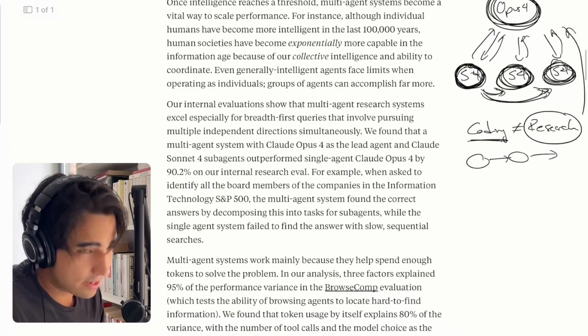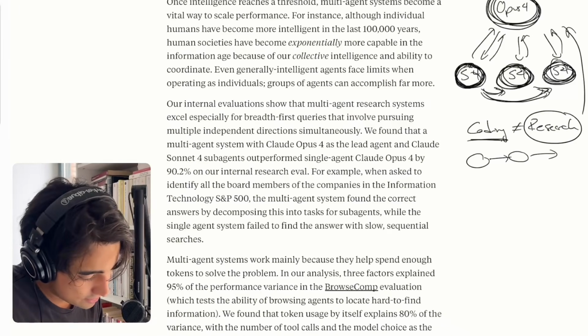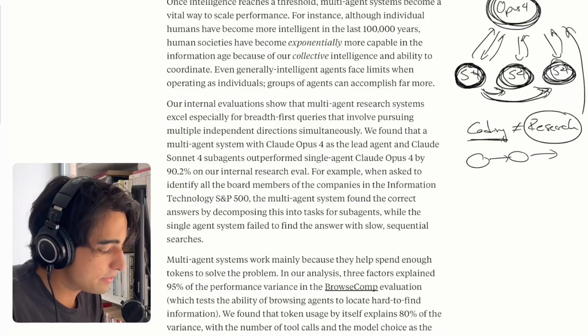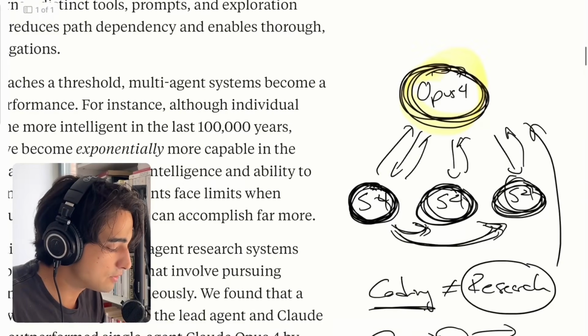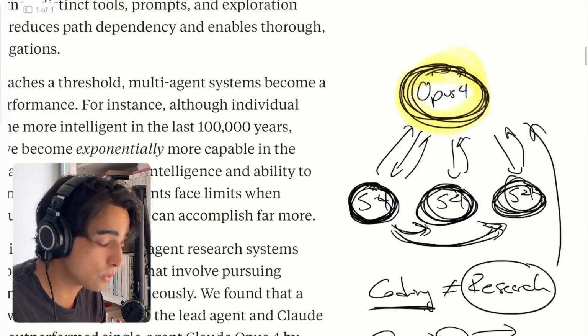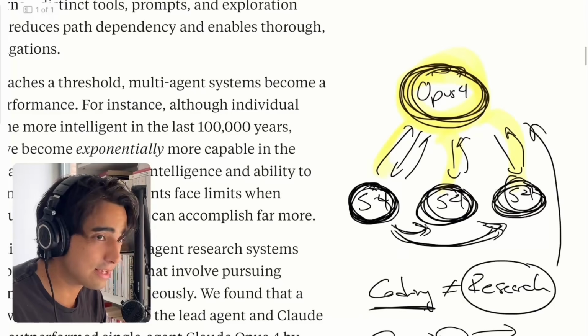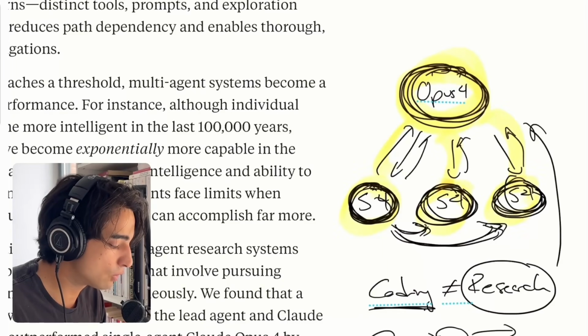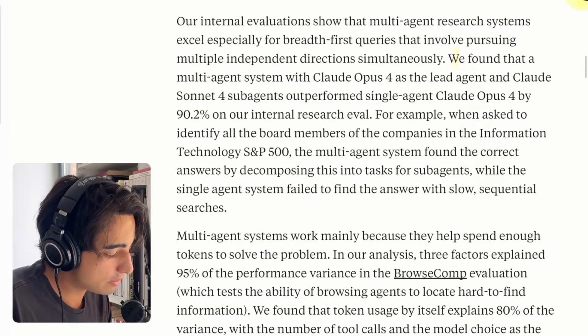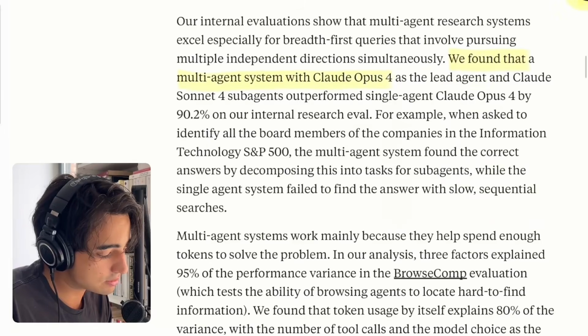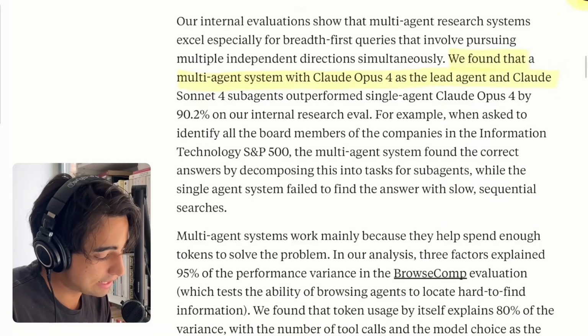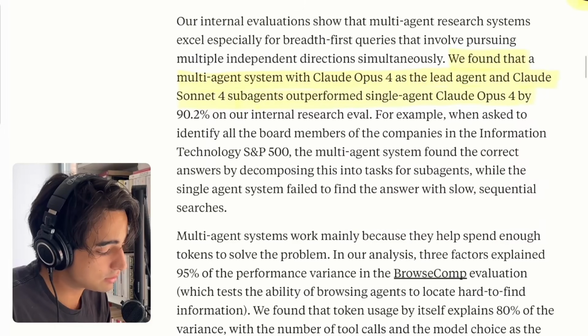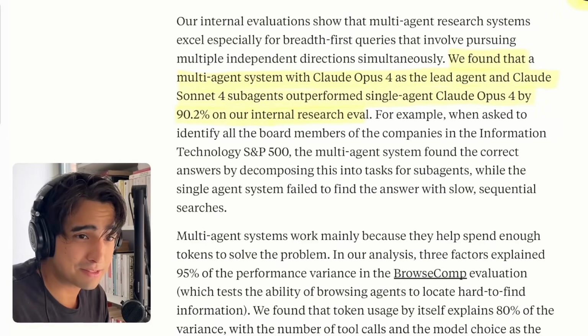And something else that I found very, very incredible about this is the multi-agent system where one guy is the orchestrator and he delegates the activities to several Sonnet 4 models. They say, we found that a multi-agent system with Claude Opus 4 as the lead agent and Claude Sonnet 4 sub-agents outperformed single-agent Claude Opus 4 by 90.2% on our internal research eval. That to me is incredible.